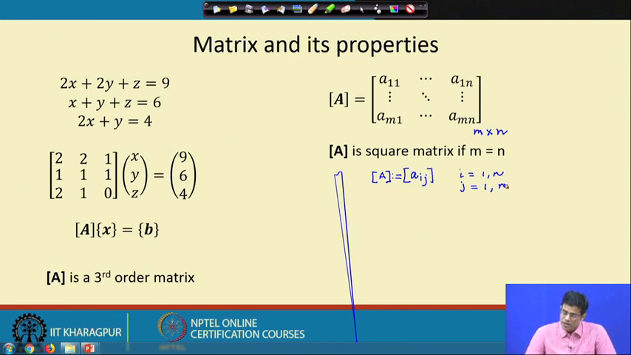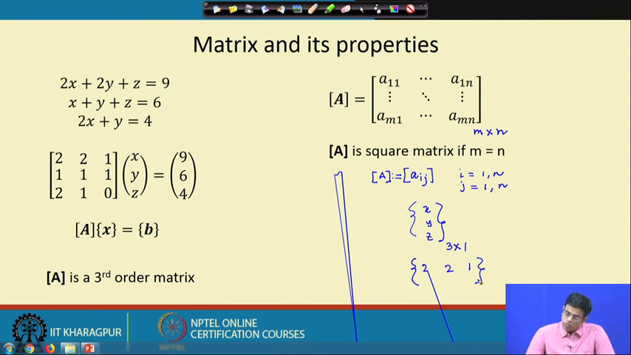This is the basic notation we will follow, and sometimes we will also write row vectors and column vectors. For instance, this vector x is a column vector. Column vector means if we have x, y, z, I am writing this as a column vector. If you look carefully, the dimension of this matrix is 3 cross 1. But if I want to write a row vector, for instance, here the row vector for this matrix is 2 2 1. This is a row vector.